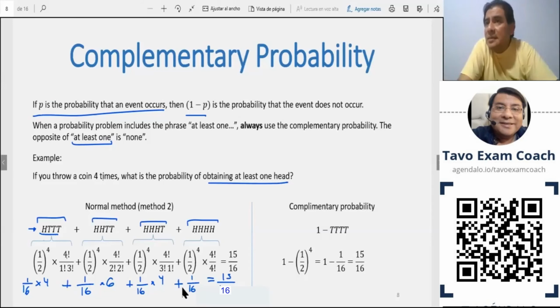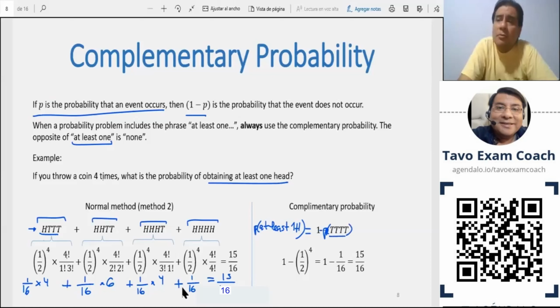You can see that this is what we are doing here. We are calculating the probability of getting at least one head as 1 minus the probability of getting no heads. That means all tails. But calculating this probability is really quick, really fast. That is 1/2 multiplied by itself 4 times, that is 1/16. And since the 4 letters can be rearranged in just one manner, because all the letters are equal, it's just 1 minus 1/16, which gives you directly 15/16.